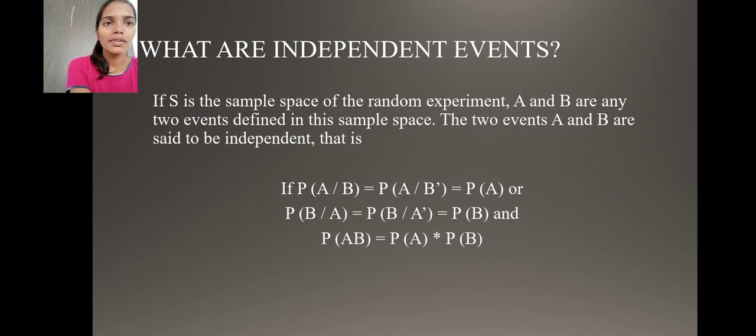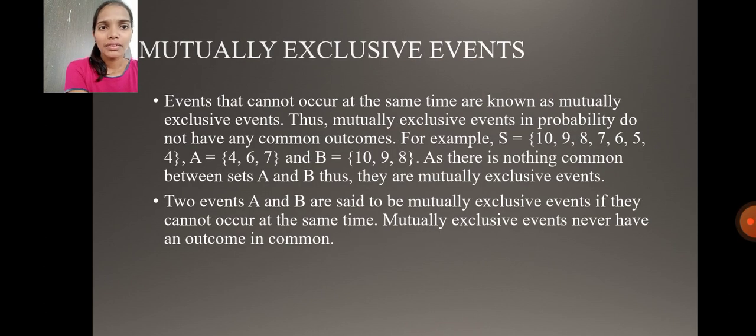If S is the sample space of a random experiment and A and B are any two events defined in this sample space, the two events A and B are said to be independent. Mutually exclusive events: two events A and B are said to be mutually exclusive events if they cannot occur at the same time. Mutually exclusive events never have an outcome in common.